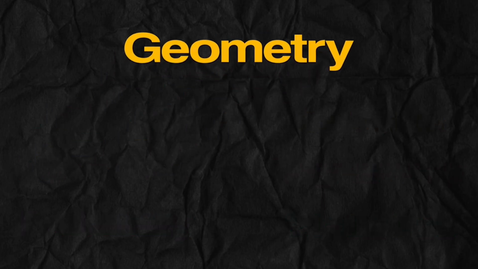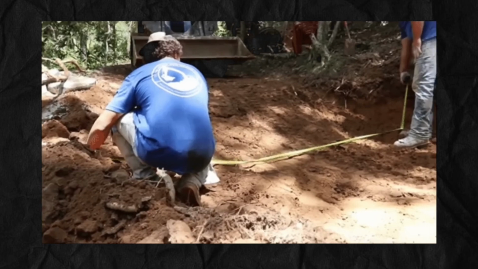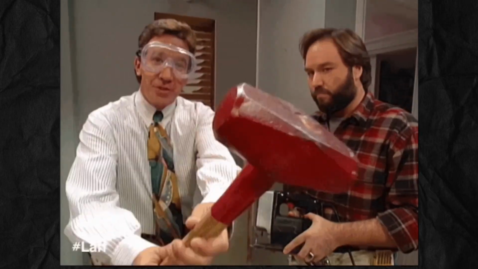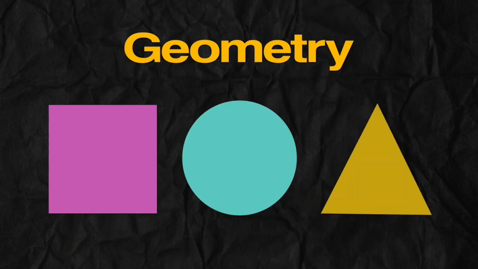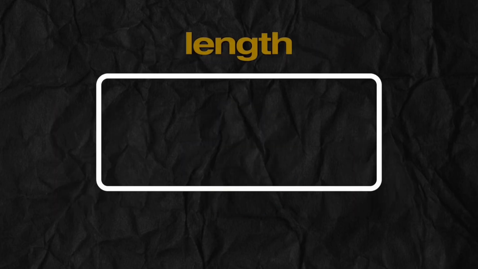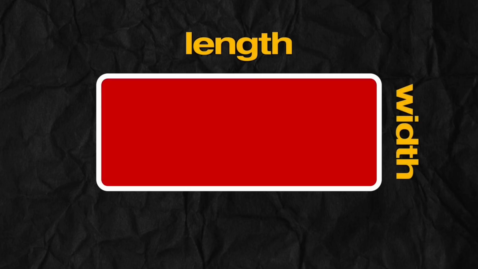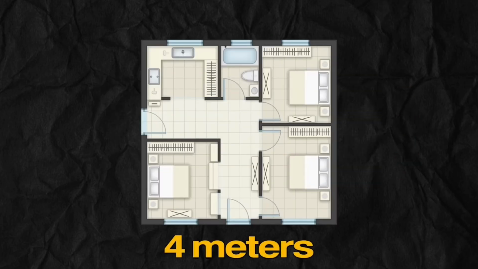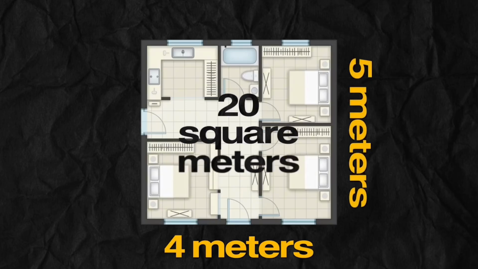Geometry is math applied to shape and space. Humans needed to measure land, build structures, and navigate. Geometry is what they developed to do it. Every shape has properties. A rectangle has a length and a width. Multiply them to get area, which tells you how much surface it covers. A room that is 4 meters by 5 meters has 20 square meters of floor. If you order flooring tiles without calculating area first, you either buy too little and stop the job midway, or you buy too much and waste money.